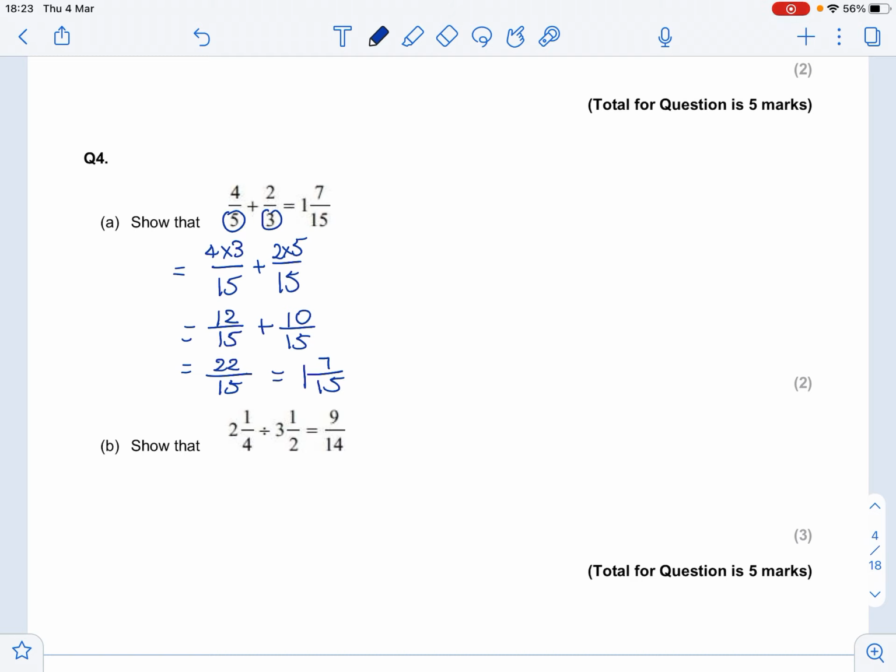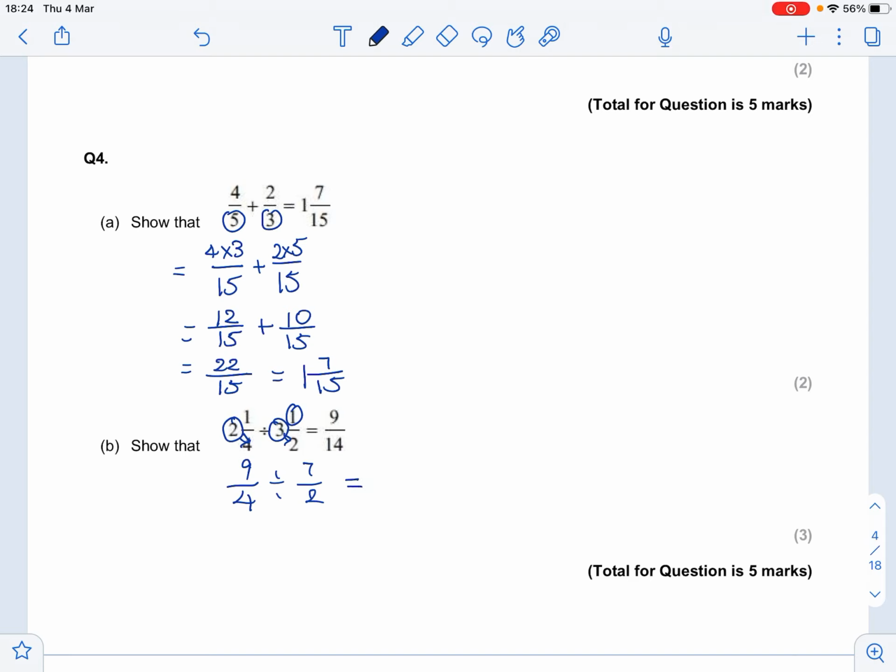Part B, we want to show that 2 1/4 divided by 3 1/2 equals 9 over 14. To do this, we're going to convert them into improper fractions. So 2 1/4 is the same as 9 over 4. How do we do this? We use the whole number multiplied by 4, then add our numerator. Similarly here, 3 times 2 is 6, then add 1, which is 7 over 2.